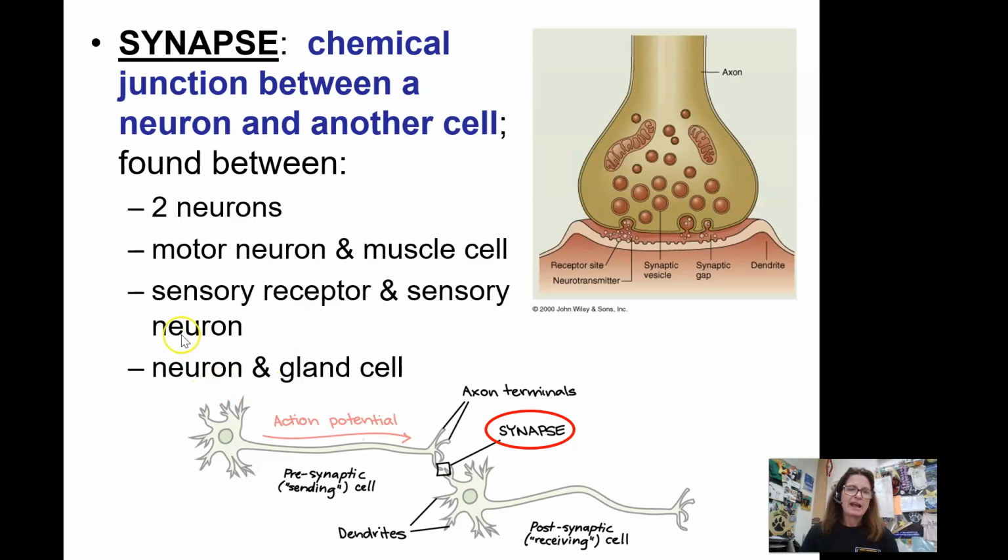And it is possible to have a neuron giving a message to a gland cell, such as an adrenal gland cell. So if something were to scare you and your brain's like, we have to run, you're going to have a message coming down that neuron, giving information to the gland cell, and dump adrenaline into your blood supply, and you'll be like, oh, I'm ready to run. Like you'd be all alert.